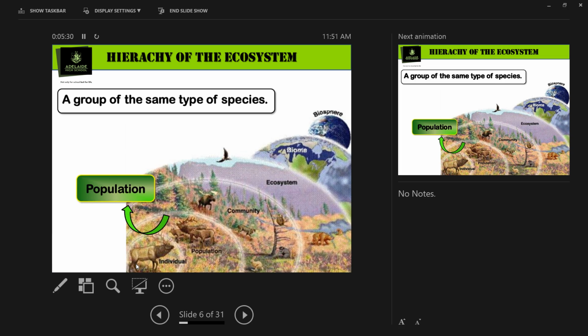Population, a group of the same type of species. Makes sense? Because from one moose, you have plenty of mooses here. All right, one big group and one big population. So this is a population of students that we are talking about.